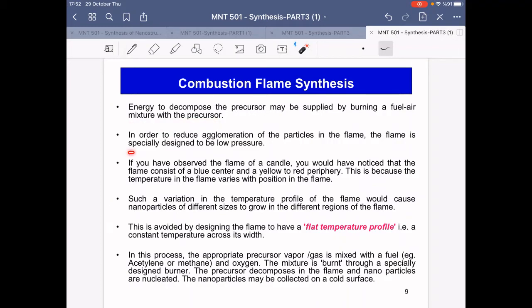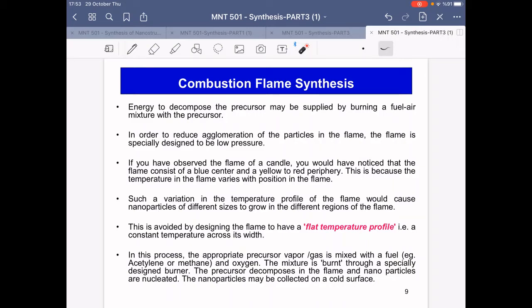The flame is specially designed to be low pressure because flame, as you know, has all sorts of temperatures which change the color of your flame, right? If you light a flame, you will see different color ranges, which means that it has different temperature profiles. But such a variation in the temperature profile of the flame would cause nanoparticles of different sizes to grow. So you really want to have control over the temperature to obtain a flat temperature profile that is a constant temperature across its width.